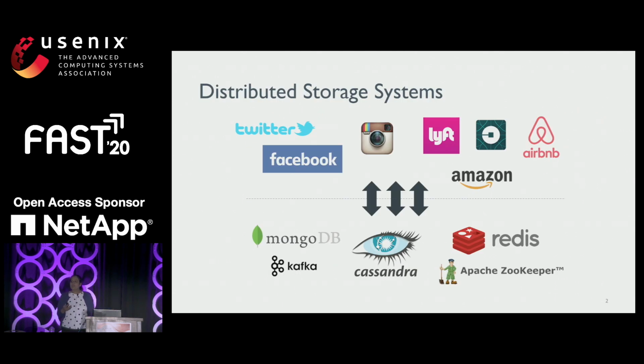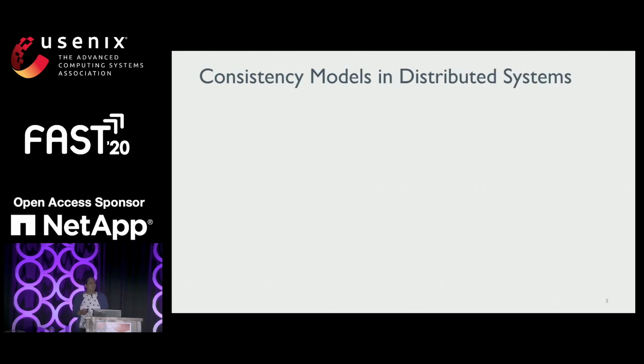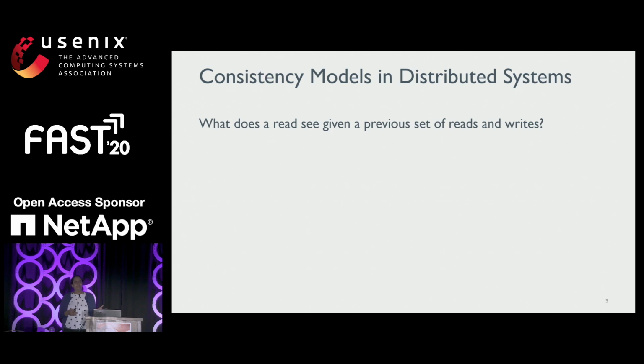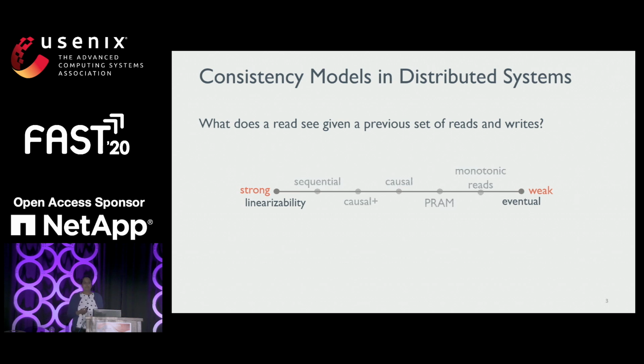Distributed storage systems form the basis of many modern web services like social media, ride sharing, etc. One important aspect of a distributed system is the consistency model the system provides. Consistency models define what reads see given a set of previous reads and writes. A number of consistency models have been proposed by researchers and practitioners, and at one end of the spectrum, we have strong models like linearizability. And at the other end of the spectrum, we have weaker models like eventual consistency. And then there are a number of other models in between. These models are fairly well studied and fairly well understood.